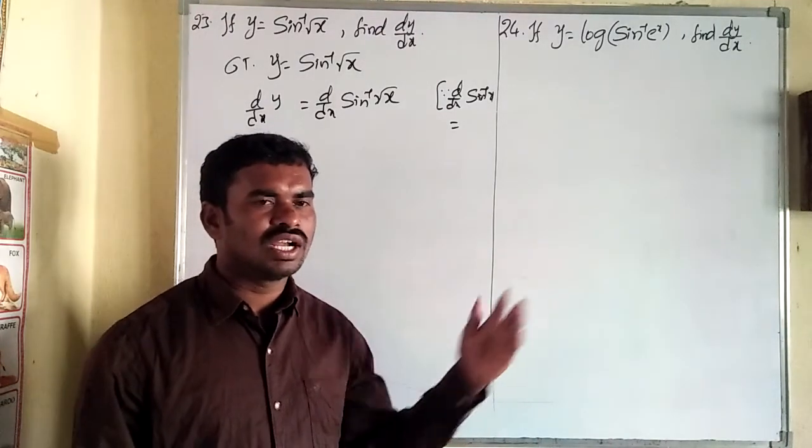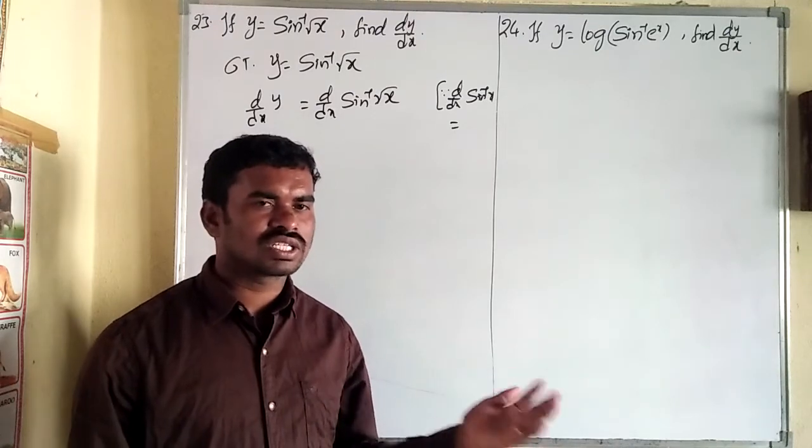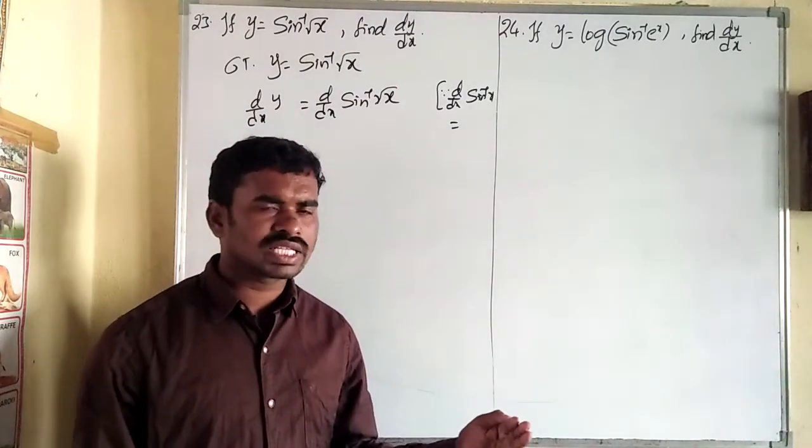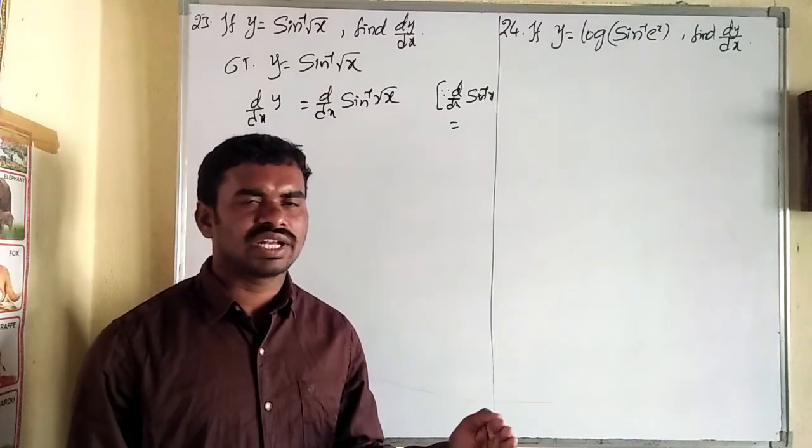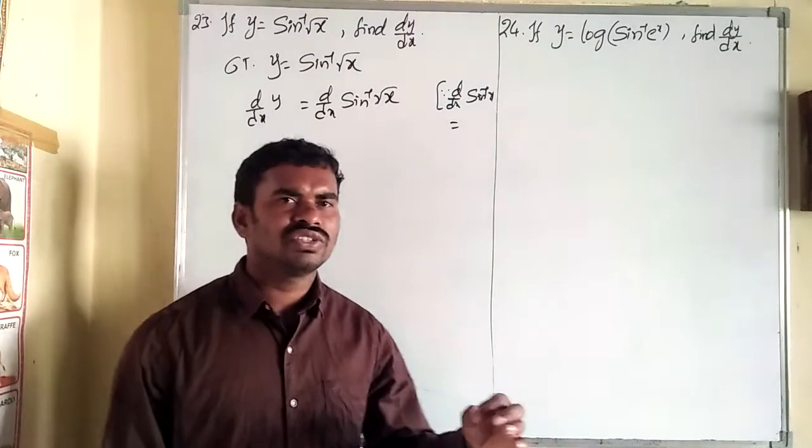A power x into log a. d by dx of e power x is equal to e power x. d by dx of log x is equal to 1 by x. d by dx of constant is equal to 0. d by dx of sin x is equal to cos x. Like so, and so on. You just read.